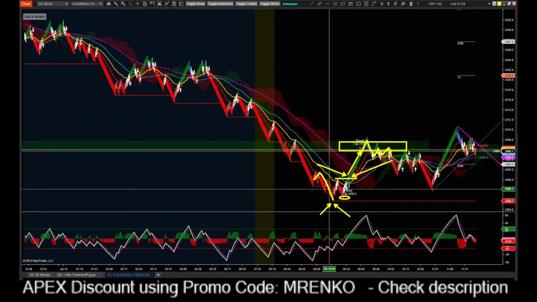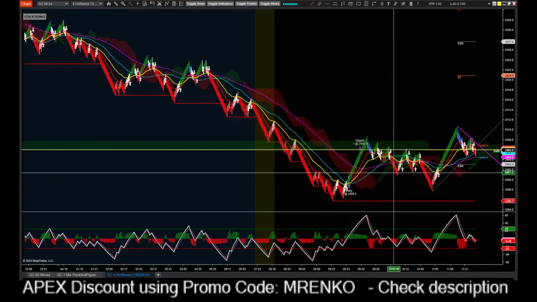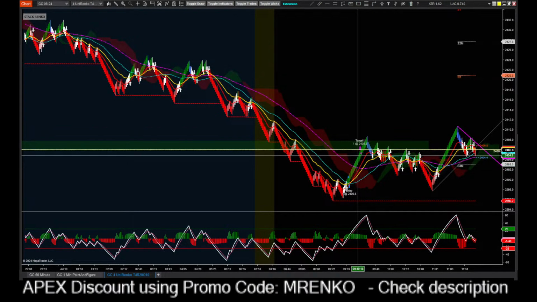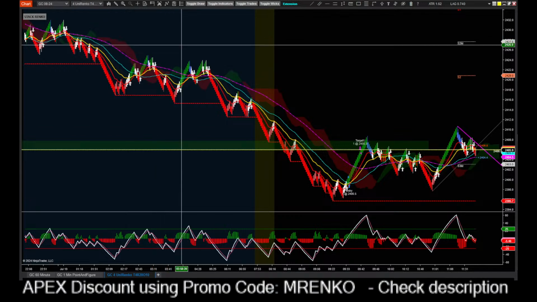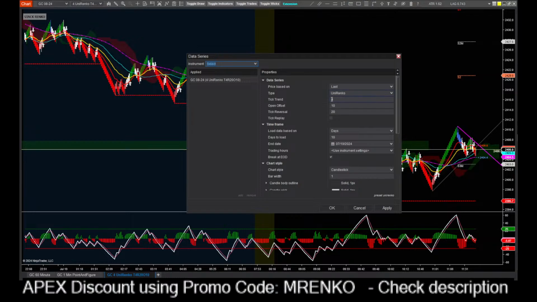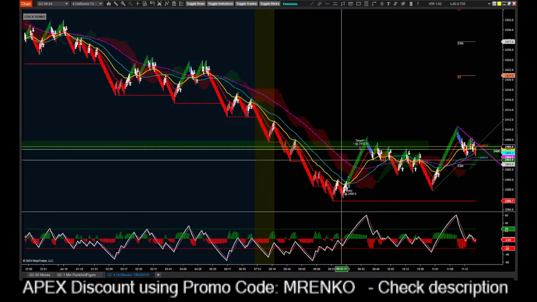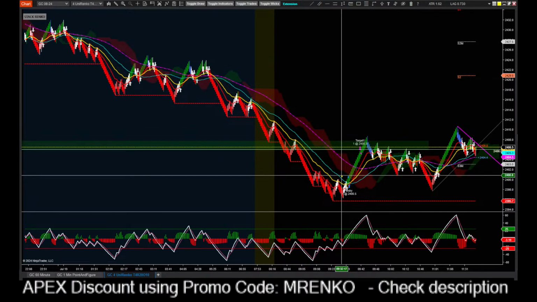It went up, came back down, made a little bit of a crown formation here, and it started to move down again. But I made the money on this one here. This is a four size Renko. Let me show you the settings. 41020 is what it is. So the tick trend is 4, open offset is 10, and tick reversal is actually 30. So from here to there, it's $480 per account and per contract.